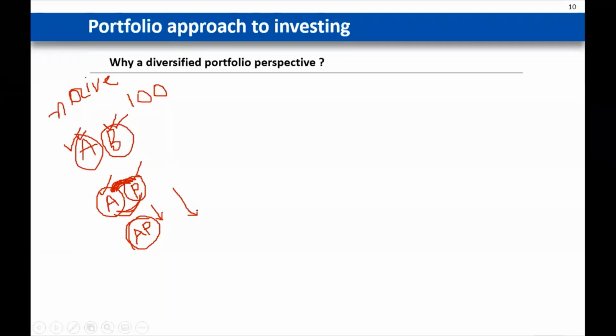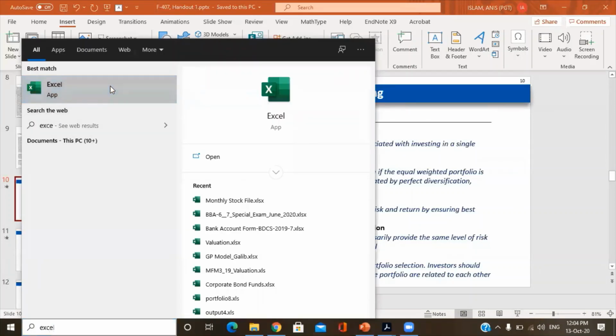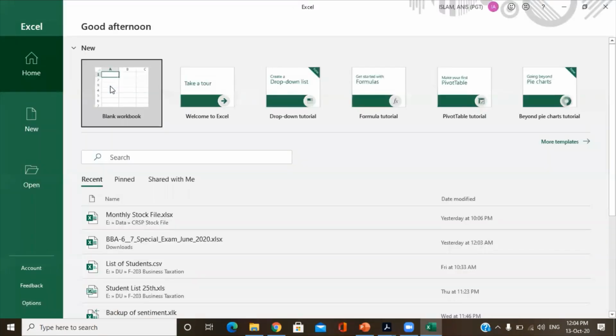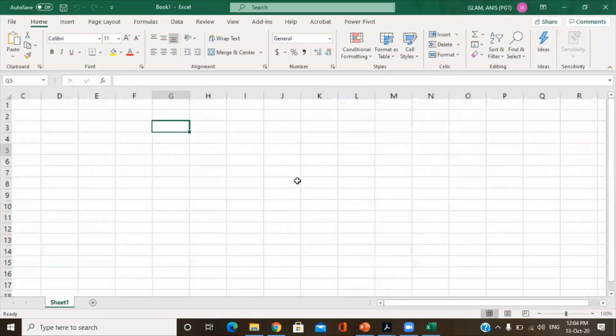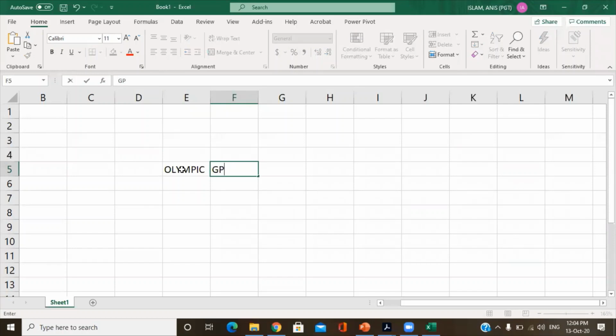Let's show a simple calculation. If I open my Excel, I'm trying to write two companies' names. Let's think of one is Olympic. You know the Olympic company? It is very familiar to you for which product?